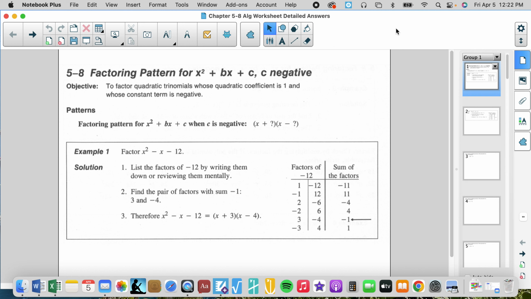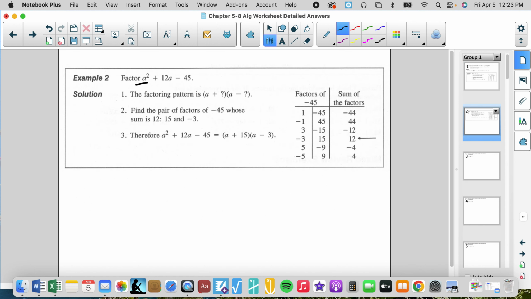Chapter 5.8. We are again building off of factoring trinomials, and these are trinomials where the coefficient a is going to be 1. So all of these will have the form ax squared plus bx plus c. First of all, your constants are going to be negative, and all of your a values are going to be 1. So we have a 1 there.